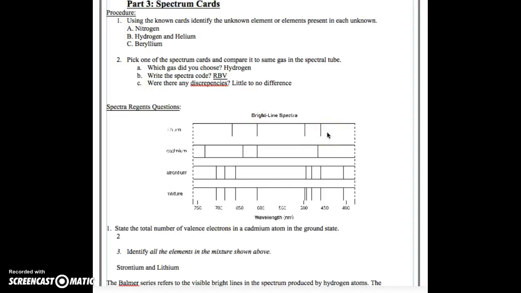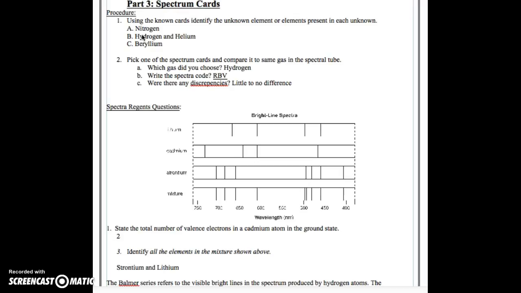So I'd like to just go over the parts of the labs where there were some issues or people had some trouble. This first part here on the spectrum cards, you had to identify what elements were present in the mixture. So here it's hydrogen and helium. Just make sure that you listed 2 elements. So if you didn't list, you lost a point there.